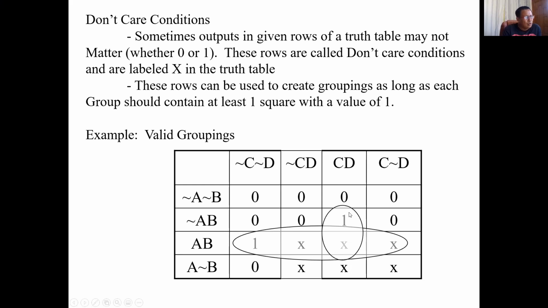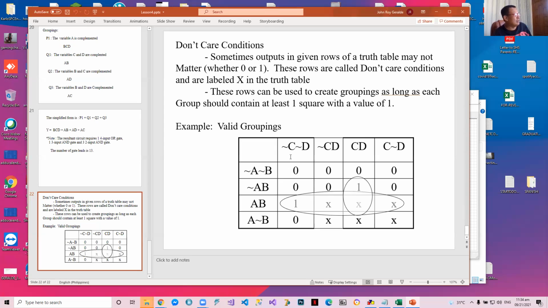Now the good thing about don't cares is they can be used to make larger groups. So you can make a pair like this and we can make a quad like this. Can we make a quad like this? No, you cannot make a quad with all don't cares. At least the group should have one which is not a don't care. Okay, do you follow? Any questions so far?